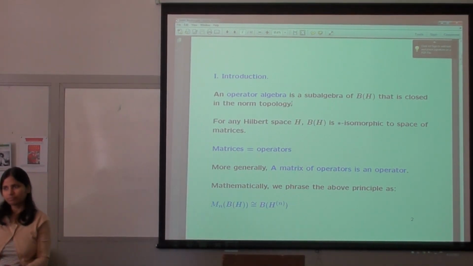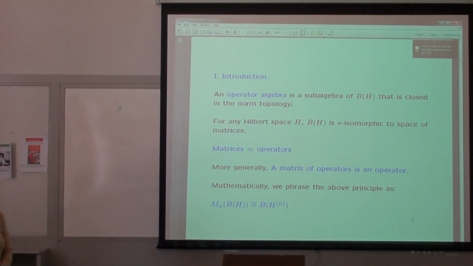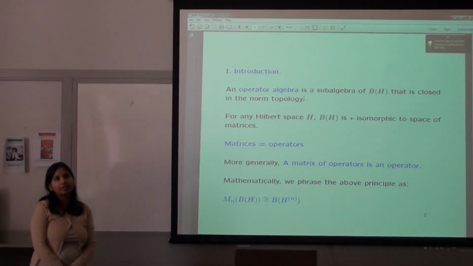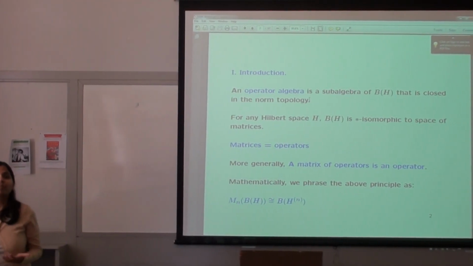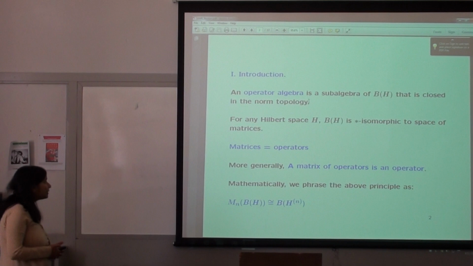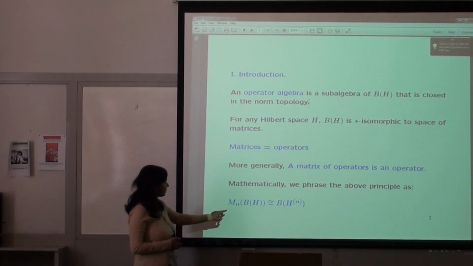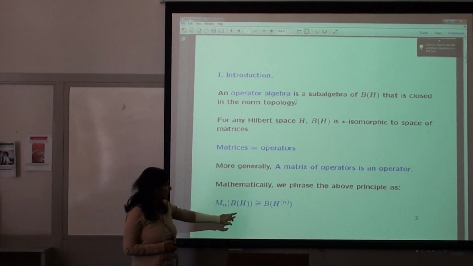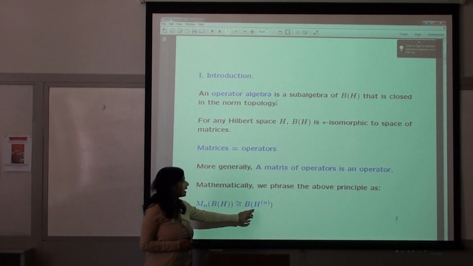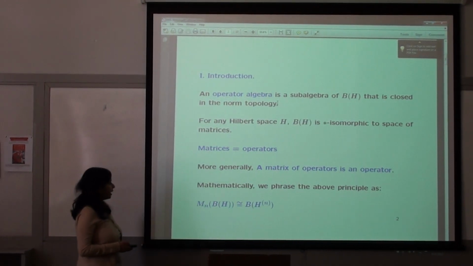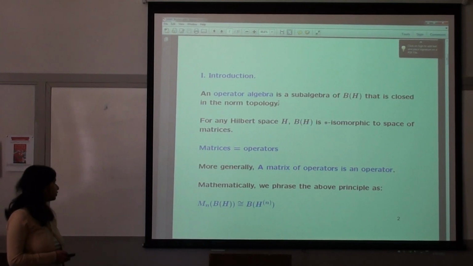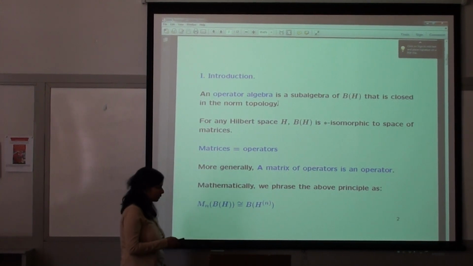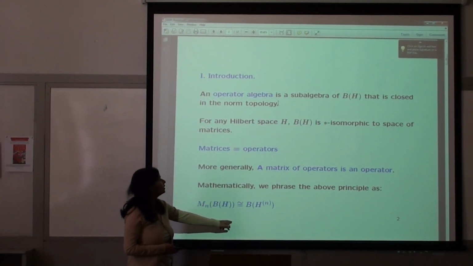Matrices are basically operators. But more generally, we can look at a matrix of operators. A matrix whose entries are operators is also an operator. Mathematically, we phrase this principle as follows: n cross n matrices whose entries are bounded operators on a Hilbert space is isomorphic to a bounded operator on n copies of the Hilbert space. So a matrix of operators is again an operator.